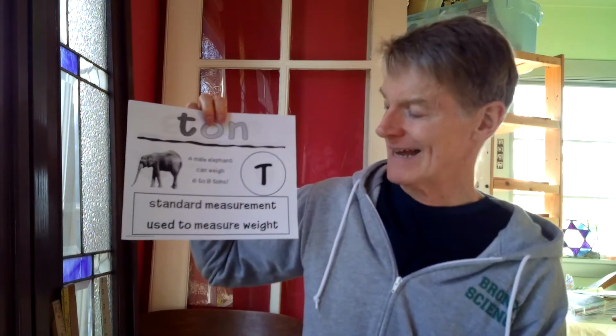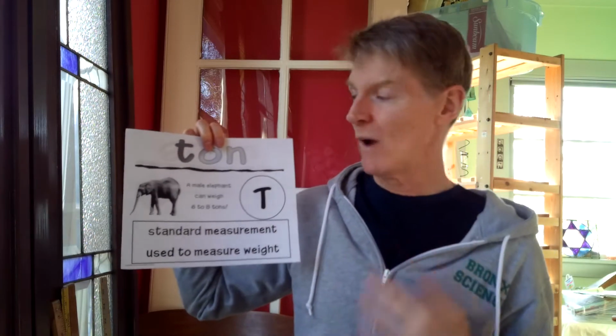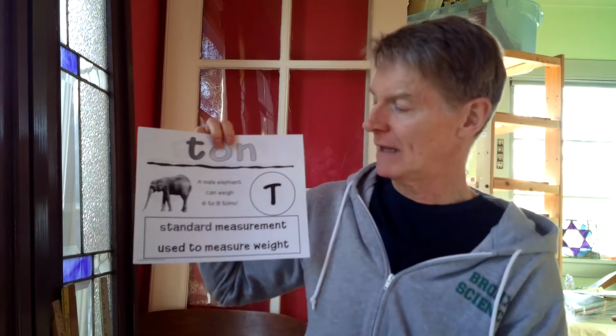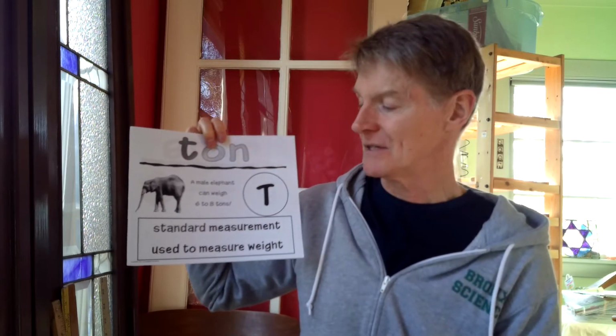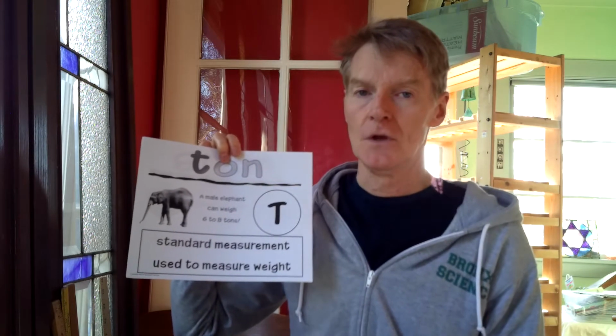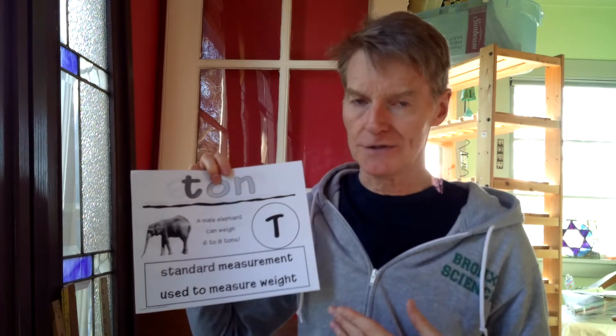Ton is a standard measurement used to measure big weights. Like an elephant, a male elephant can weigh 6 to 8 tons. A ton is 2,000 pounds. So you might measure animals that are huge, or cars, or tanker boats, or tanker trucks.